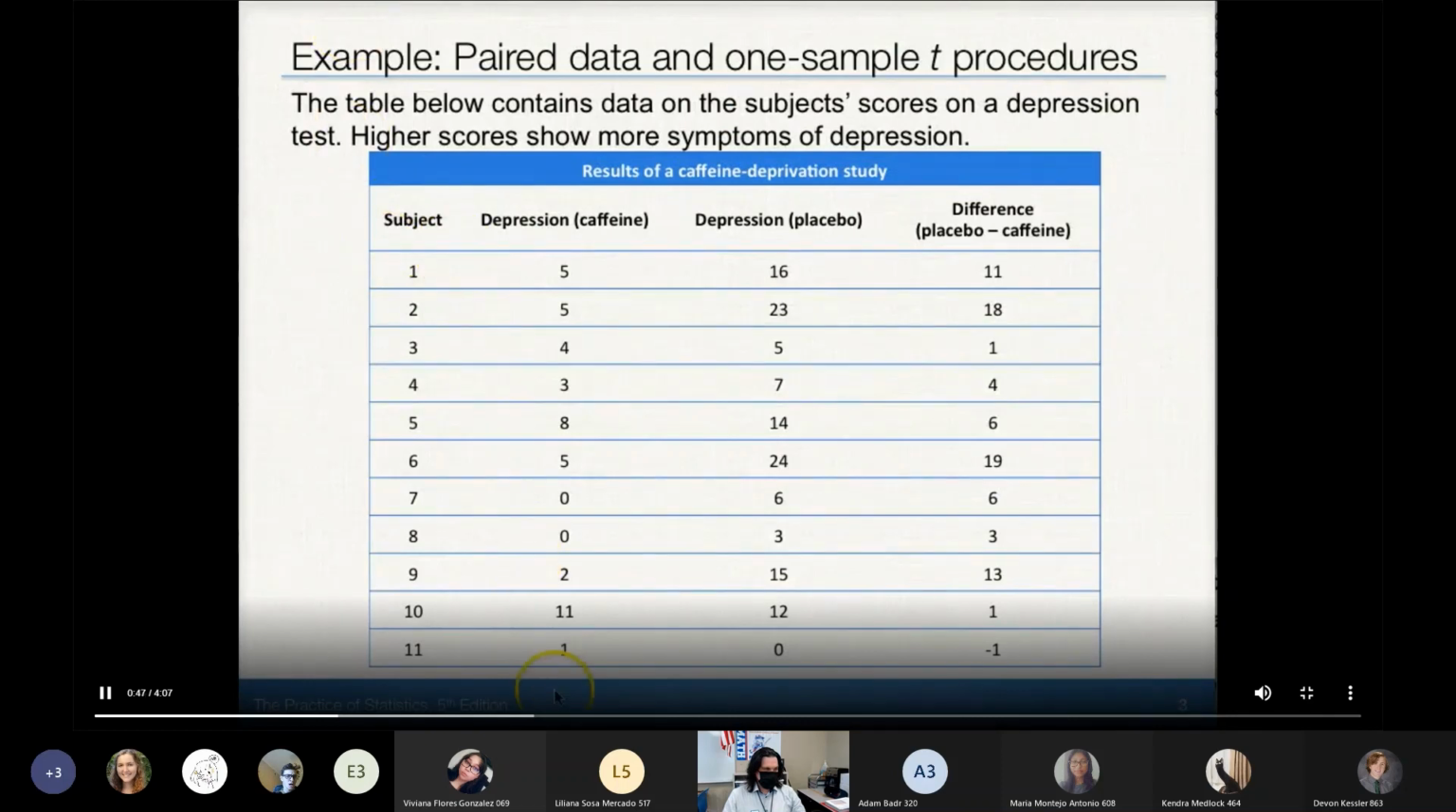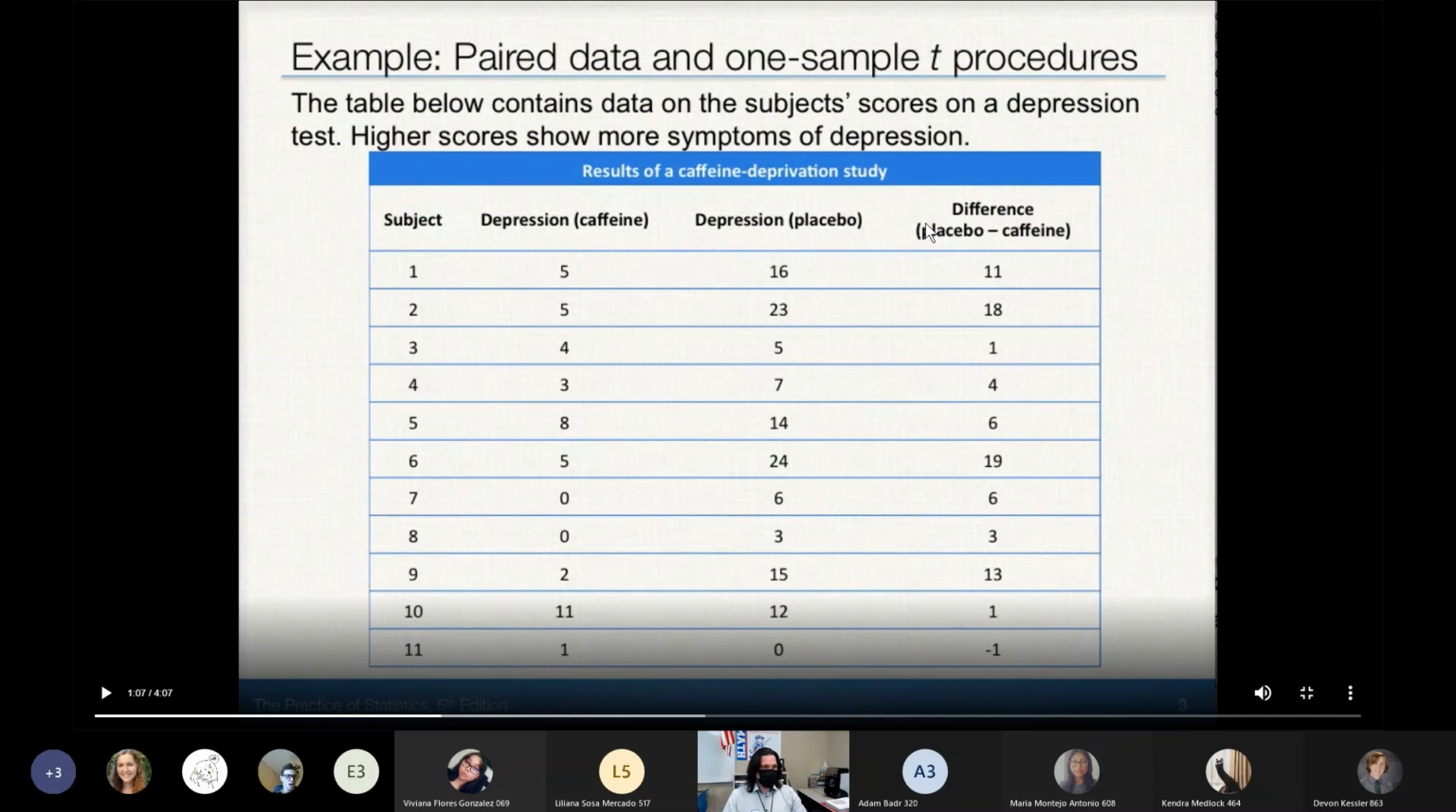So we have our 11 subjects here and their depression scores on the first test. We also have our 11 subjects and their depression scores on the placebo test. And then we also have the difference between those scores. And we went placebo minus caffeine because for the most part, the placebo scores are greater than the caffeine scores, and that resulted in positive values for the most part in the difference column. And that's pretty common to do, to try to set it up so that your subtraction results in a positive number most of the time.